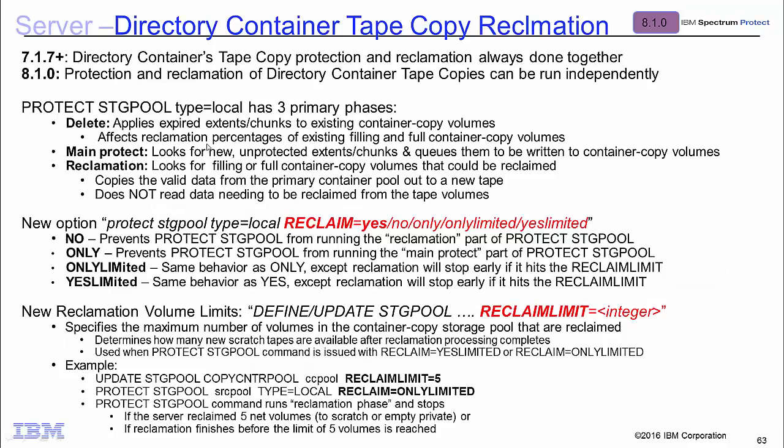Now in 8.1 we made some enhancements to this tape copy reclamation for the directory containers. When we do this protect storage pool process, there's actually three pieces of it. First of all, we go through the delete phase where we apply any expired extent chunks to the existing container copies. Then we run the main protect, which is going to look for new or unprotected extent chunks which need to be copied out to that tape. And finally, we run the reclamation itself, where we look for filling or full container volumes that we could reclaim.